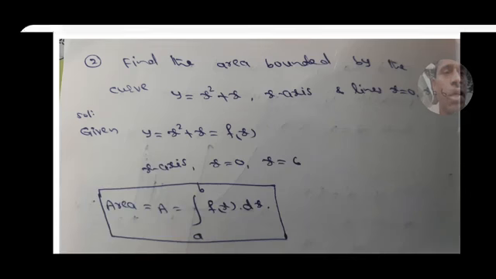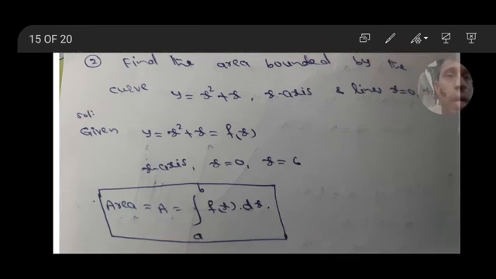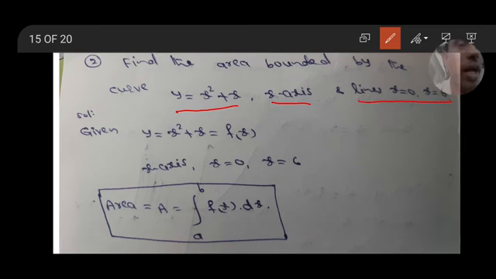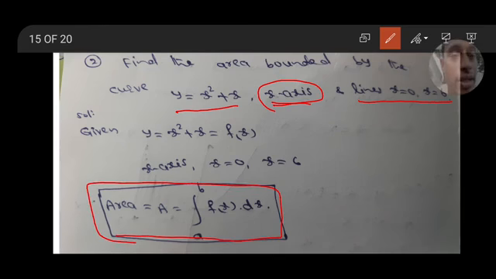problem. Find the area bounded by the curve y equal to x square plus x, x axis, and the lines x equal to 0, x equal to 6. Okay. Here also boundary with x axis, therefore the formula is integration a to b f of x dx.